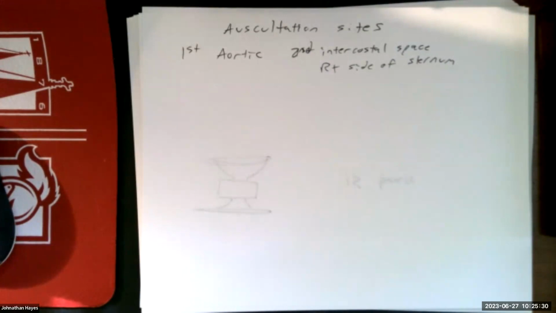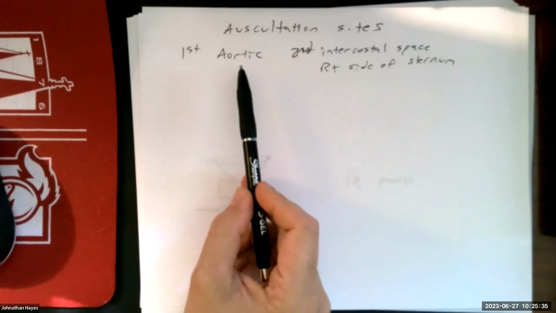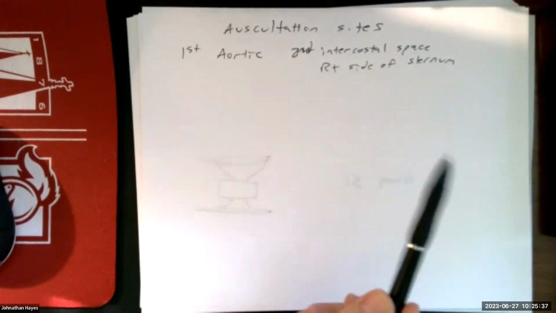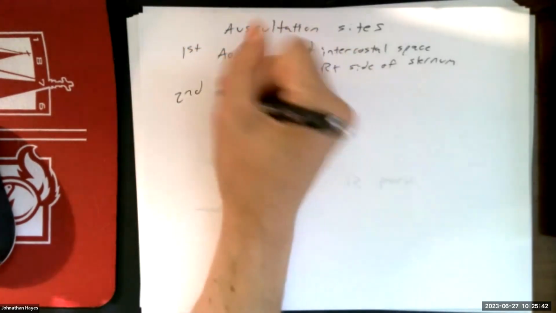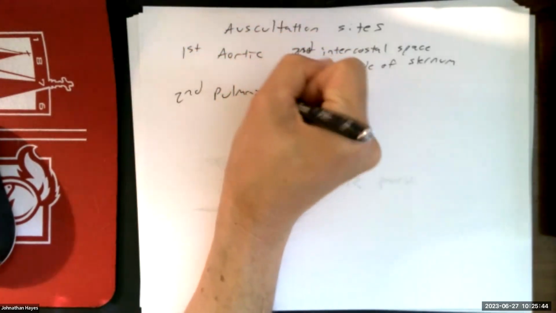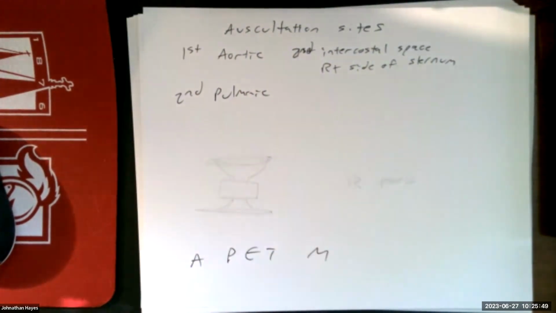He's fine. So the first auscultation site is listening to the aortic valve, and it's the second intercostal space, right side of the sternum. Okay. Second auscultation site, we're going to be looking for the pulmonic valve. So again, a pet monkey is going to remind you of what you're listening to: aortic, pulmonic, Erb's point, tricuspid, mitral. A lot of people skip Erb's point. And then you're listening to tricuspid and mitral.